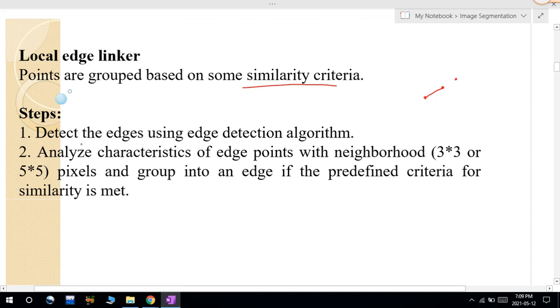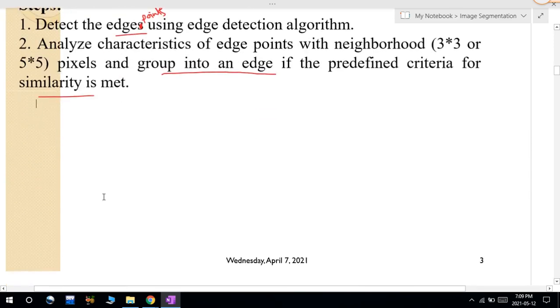The steps we follow in the local edge linker are, first, we detect the edge points, not edges, using the edge detection algorithm, and then analyze the characteristics of the edge points with the neighborhood. After getting those edge points, I check one edge point with the neighborhood edge point, and group them into the edge if the predefined criteria or similarity is met. What is that predefined criteria?